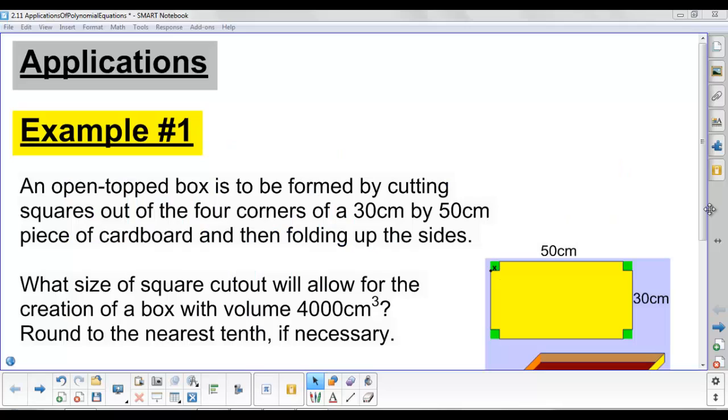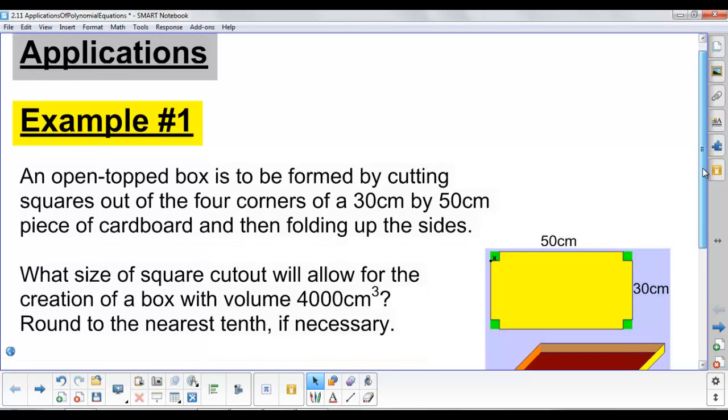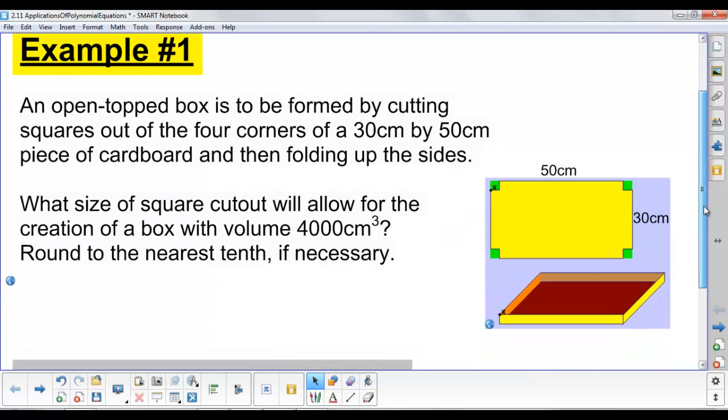Hi guys, and welcome to lesson 2.11, the applications of polynomial equations. So we'll start with this first example here where we want to create an open top box.